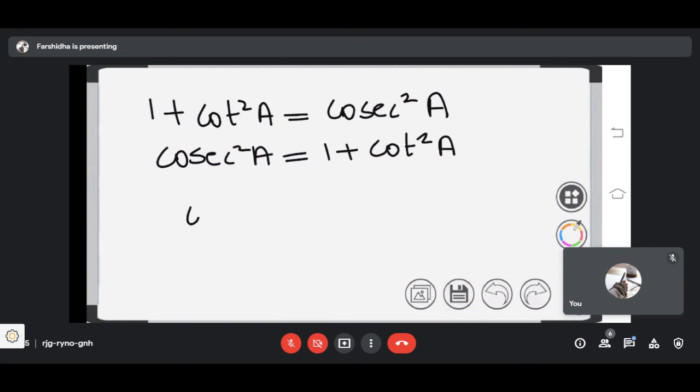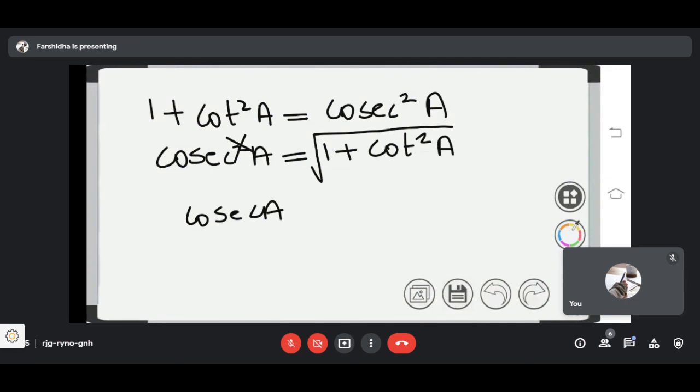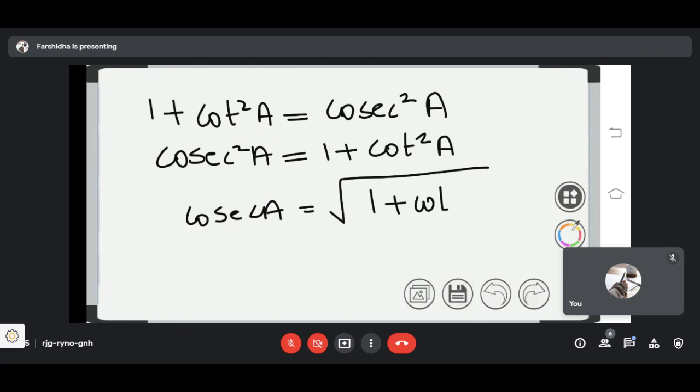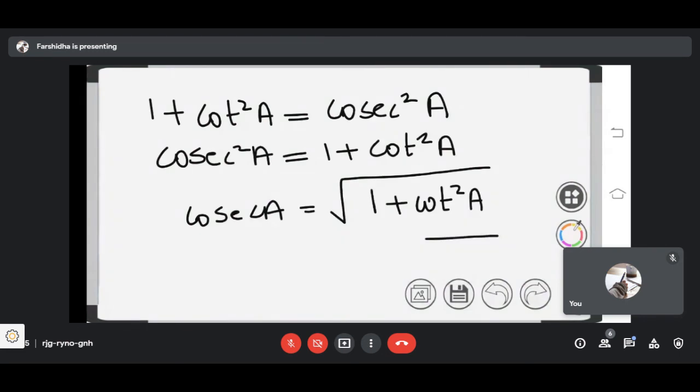What is cosec A? Cosec square A is this one. What is simply cosec A? I'm going to remove this square. When you're removing square from one side, you need to put root on the other side. So I have written cosec A is equal to root of 1 plus cot square A. Equation number 1.